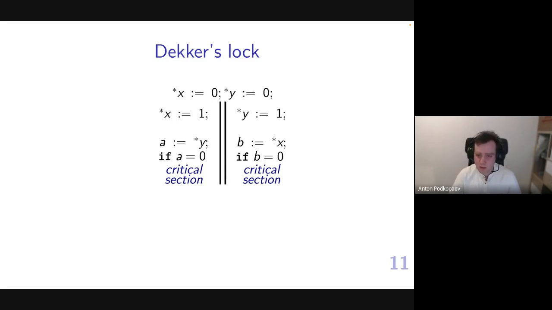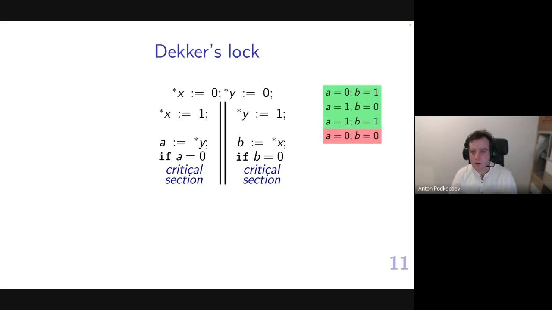And this program is called Dekker's lock. And if we take a look at values which could be assigned to A and B after executing the program, it's obvious that we could get A being equal to 0 and B being equal to 1. To achieve that, we need to first execute the left thread, then the right one. In a similar way, we could get A being equal to 1, B being equal to 0. To get that, we need to first execute the right thread and then the left thread.